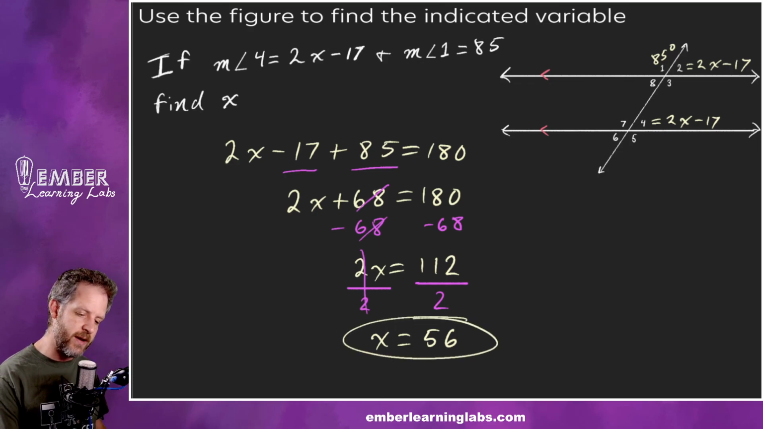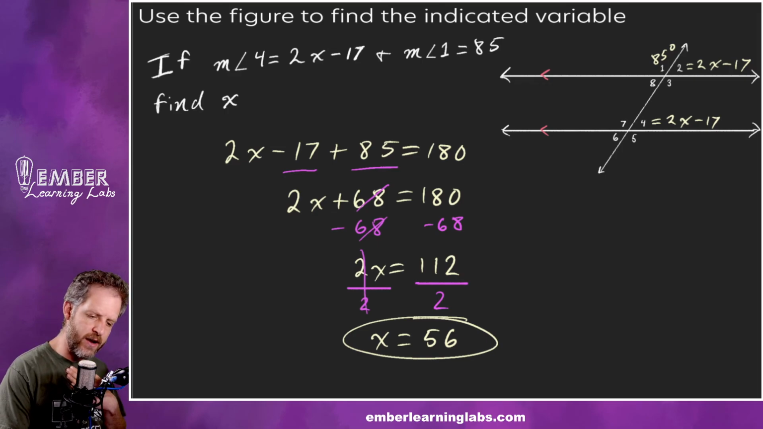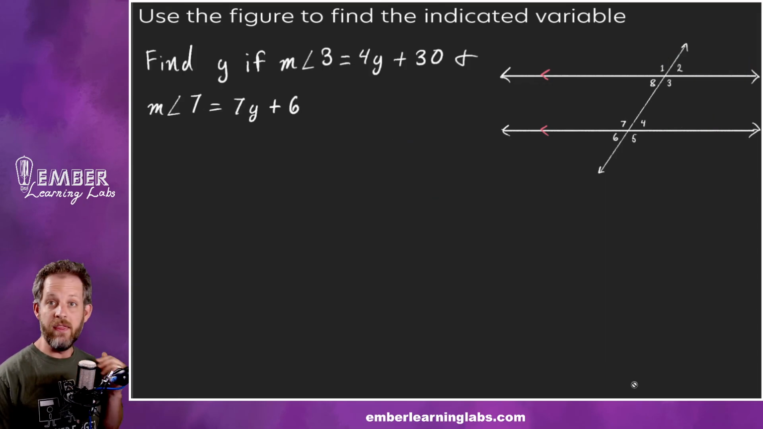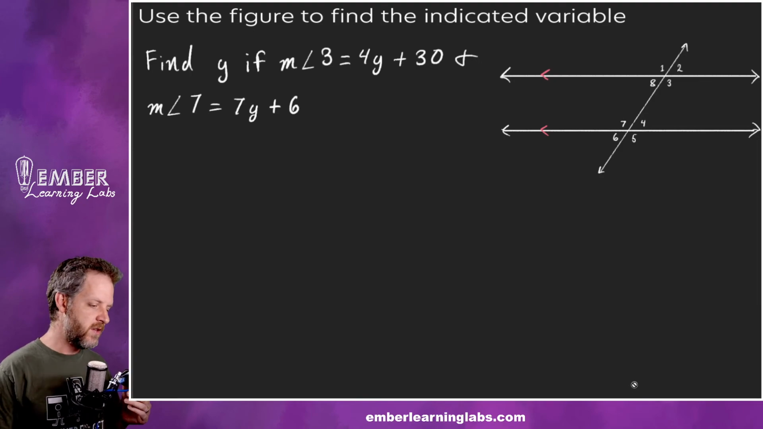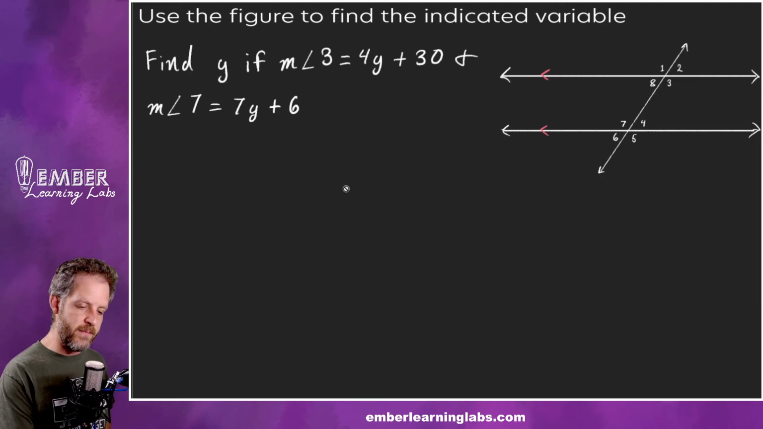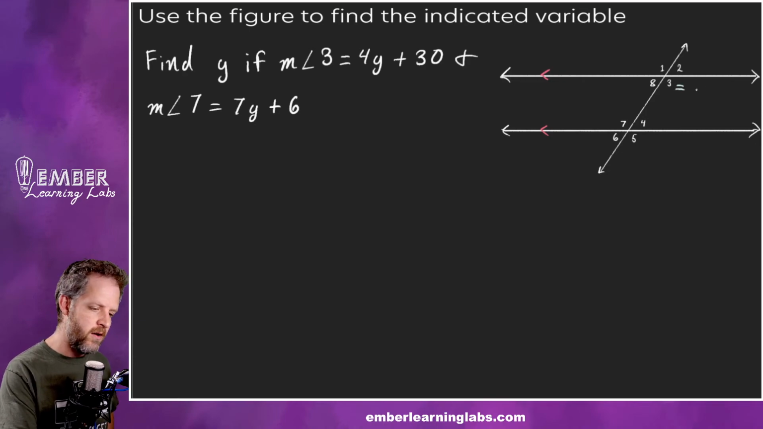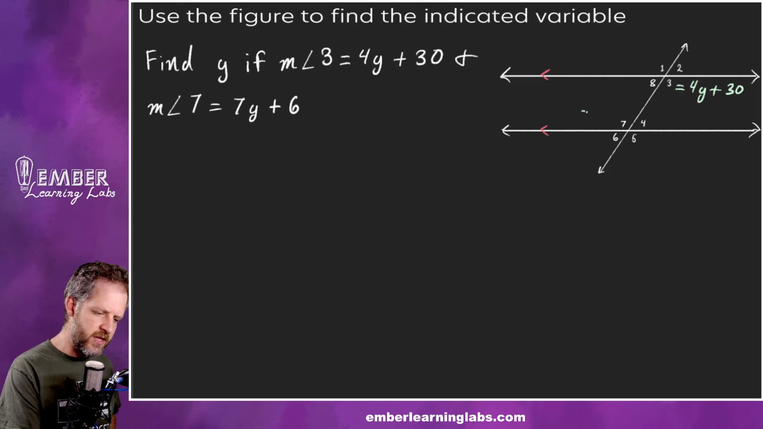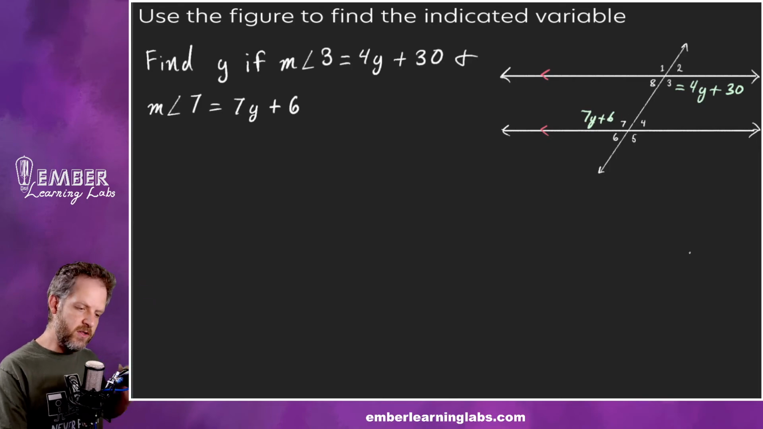We're going to do one more example using the same diagram and instructions, and then we're going to be done with this lesson. So we want to find y if the measure of angle 3, so that's this guy, equals 4y plus 30, and angle 7 is 7y plus 6. So how are those related?